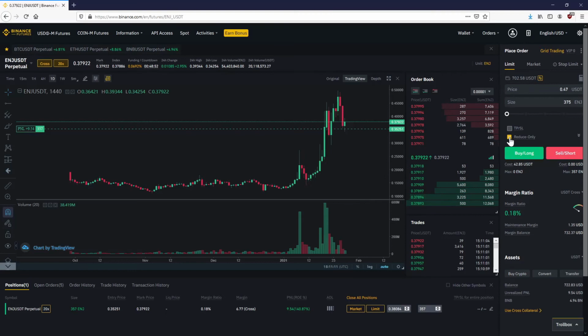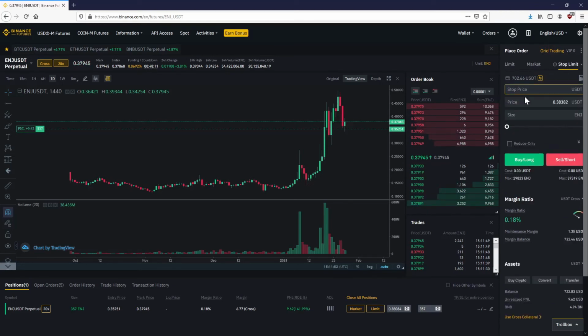But if you select reduce only, even if you make a mistake on the quantity that you wish to close, it will not open a new trade. It will only close whatever trade you have, whatever amount of size you have. It will close it and not open a new trade. Because some people have long positions like this, 357, then they put double the amount here and do not use reduce only. So they sell short, which means they take profit at the resistance level and then they go short. But if you do not want to go short, you just want to take profit and close the trade, then it's better to use reduce only. So that is what reduce only is for.